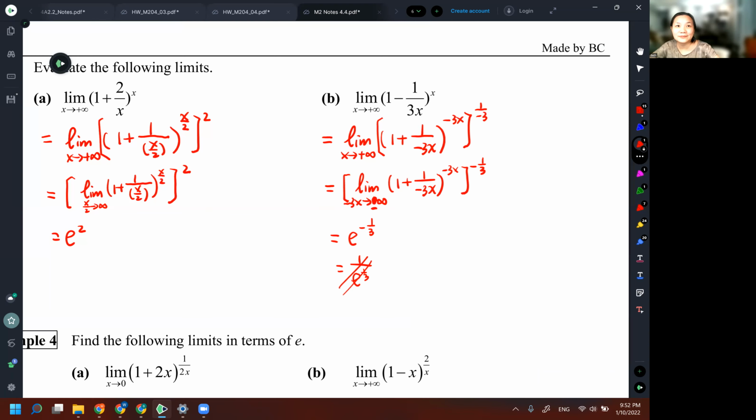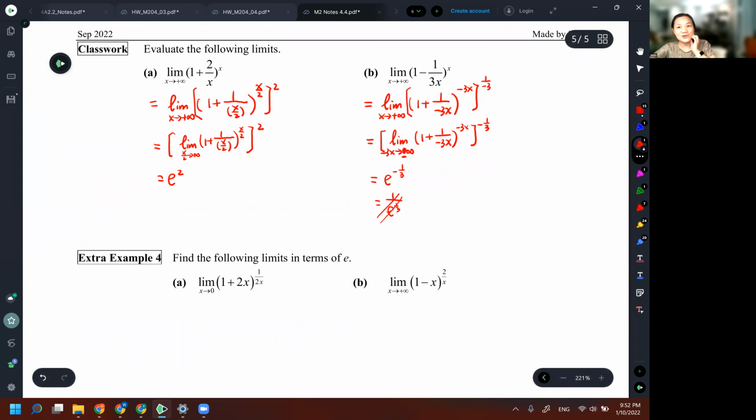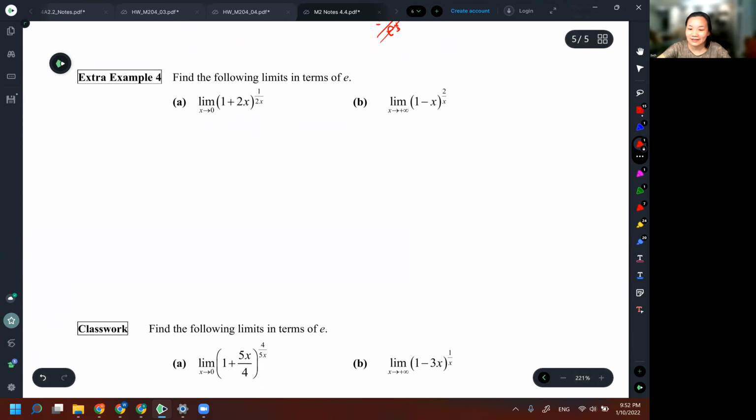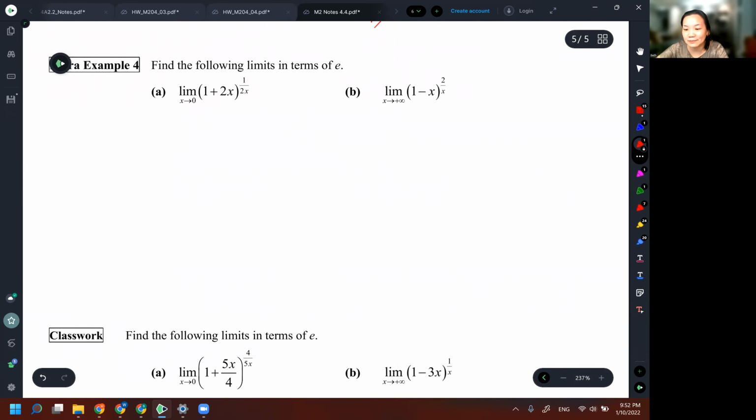Any question? Now I will show you more. Example 4. Now these are extra examples. You can't even find them in the textbook, but you will find similar exercises in the textbook. You don't have an example, but you have an exercise. Example 4. This one.